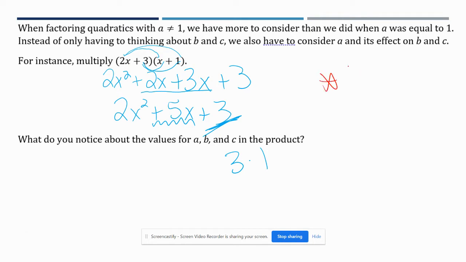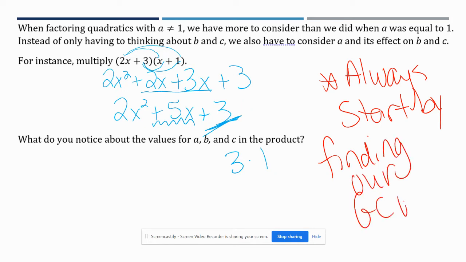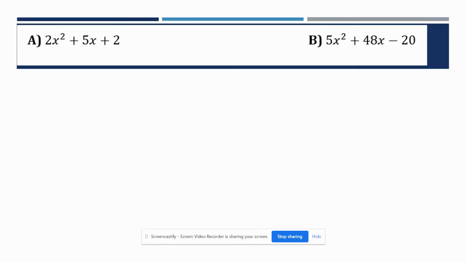And a reminder that we always start by finding our greatest common factor, if there is one. There's not always going to be a greatest common factor, and that's okay. But we always want to start by finding our greatest common factor. So let's take a look at this first example.